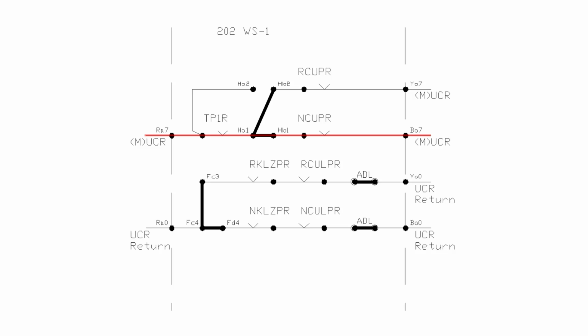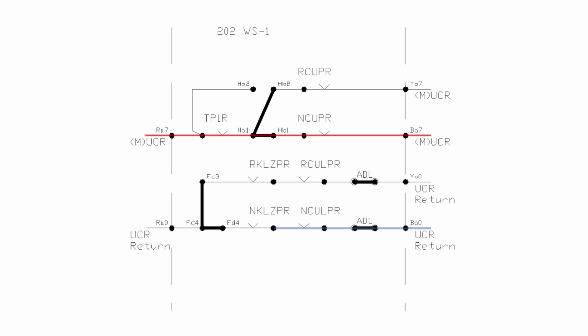Moving to the UCR return, the circuit enters on BA0 at the bottom and passes through an aspect disconnection link. If any of the routes are not available, the disconnection of this ADL will prevent the aspect clearing, even though the route may be set. The next contact, the NCULPR, confirms that the points have been called and locked into the normal position using the combinations of the CUR and the LUR.